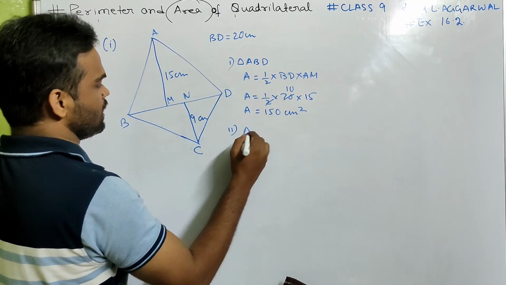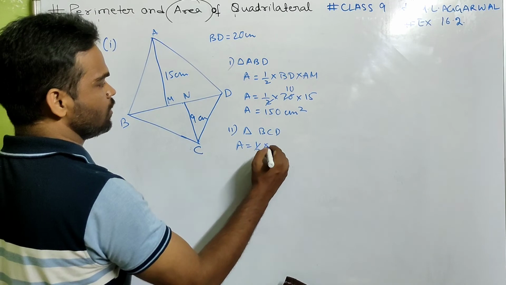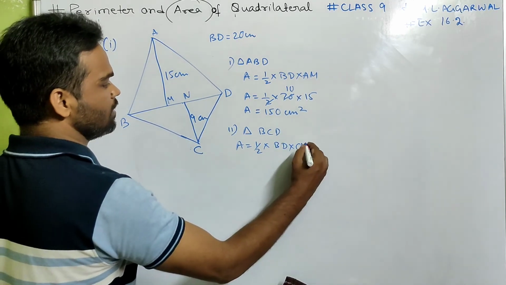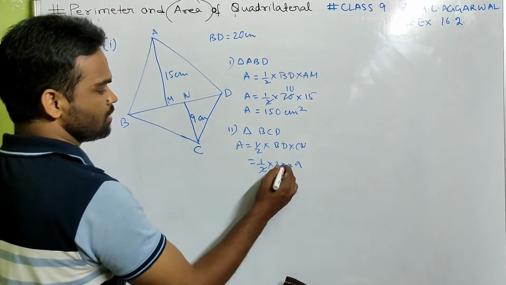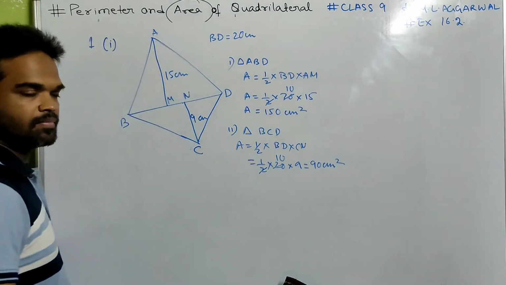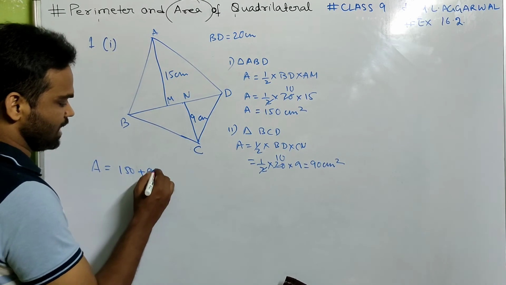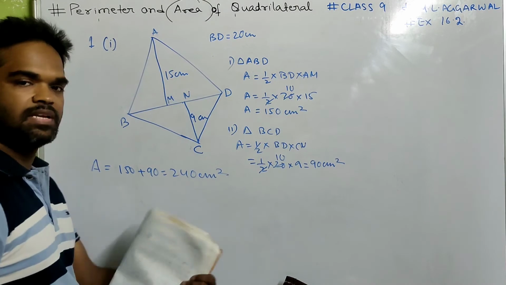Then you look at triangle BCD. Same logic. Area is half into base, which is BD, into height, which is CN. So that's half into 20 into 9. That's 10 times 9, that's 90 centimeter square. So area of the quadrilateral will be 150 plus 90. That's 240 centimeter square. Very easy.